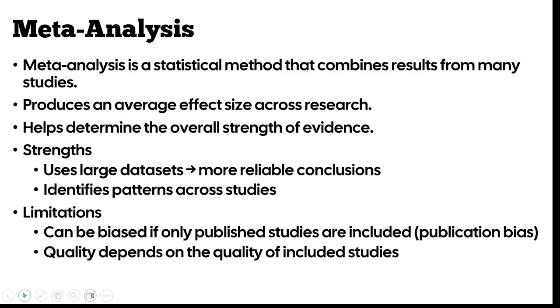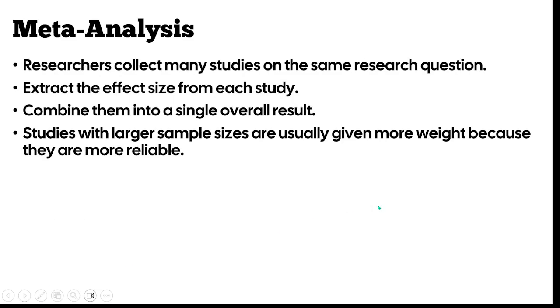In a meta-analysis, a researcher collects lots of different studies on the same research question. They extract the effect size from each study, and they combine those effect sizes together to get a single overall result. Studies that have larger sample sizes are usually going to be given more weight because we consider studies with larger samples to be more reliable.